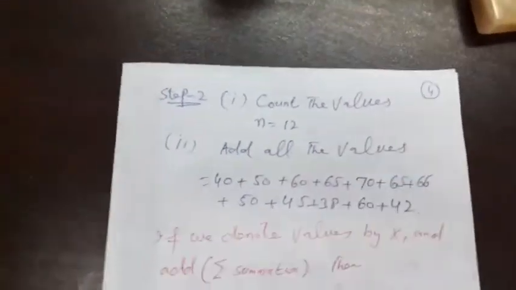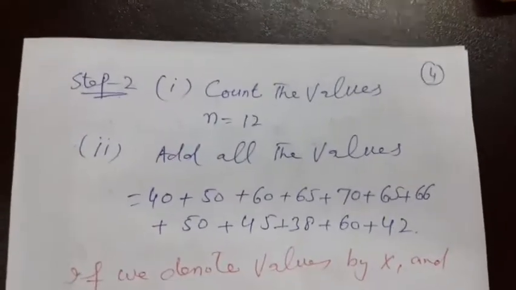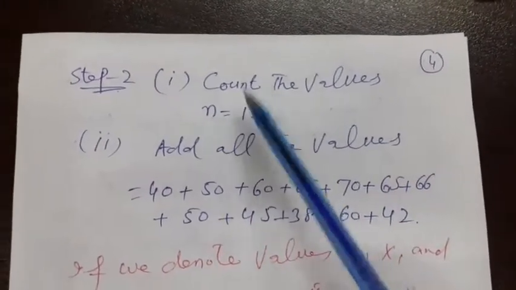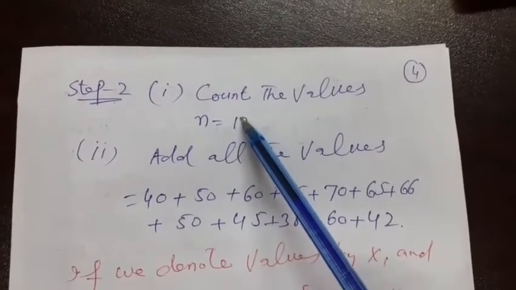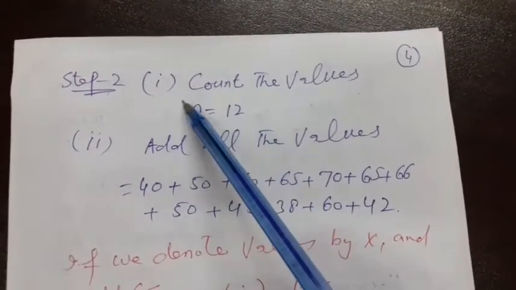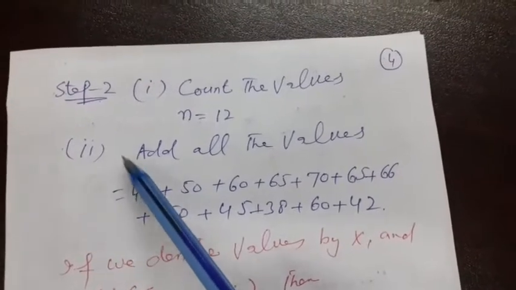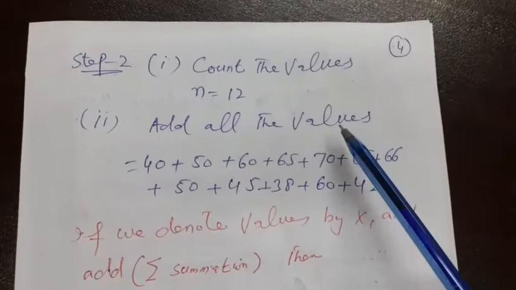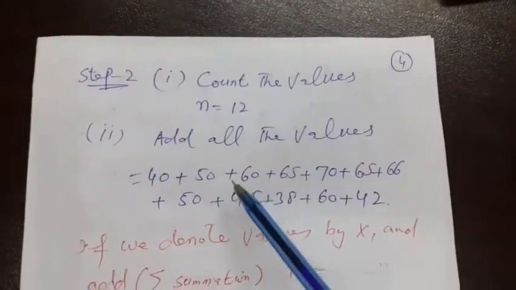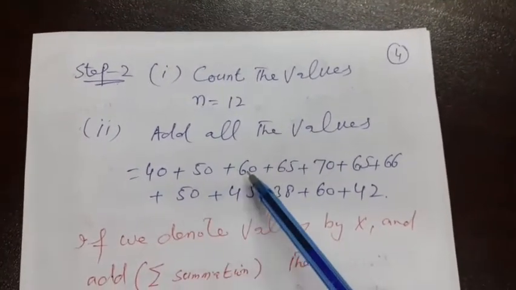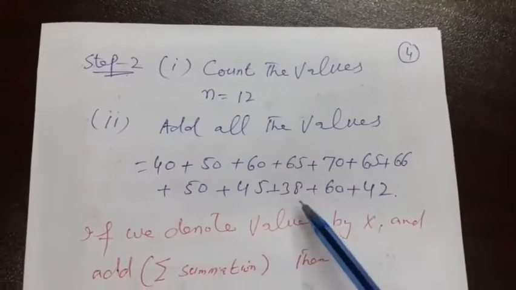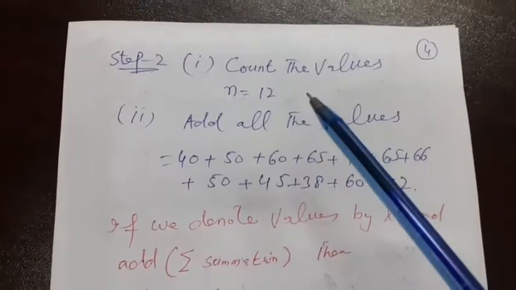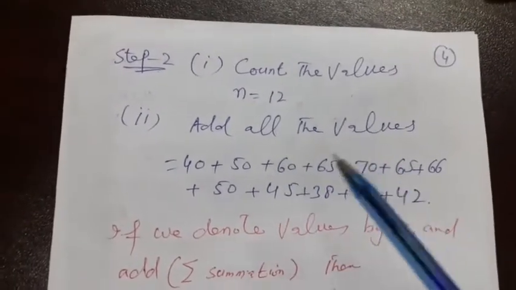Now the calculation, step 2. Count the values. That is 12. It is the first part of step 2. The second part of step 2 is to add all the values. We can add these: 40 plus 50 plus 60 plus 65 plus so on. Number 1, count the values. Number 2, add all the values.